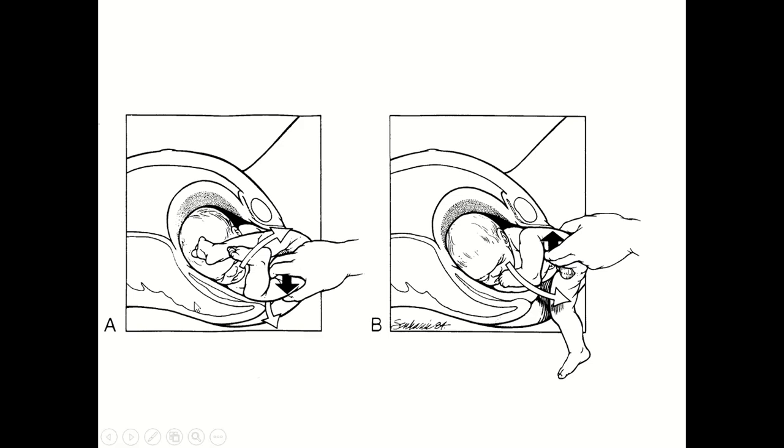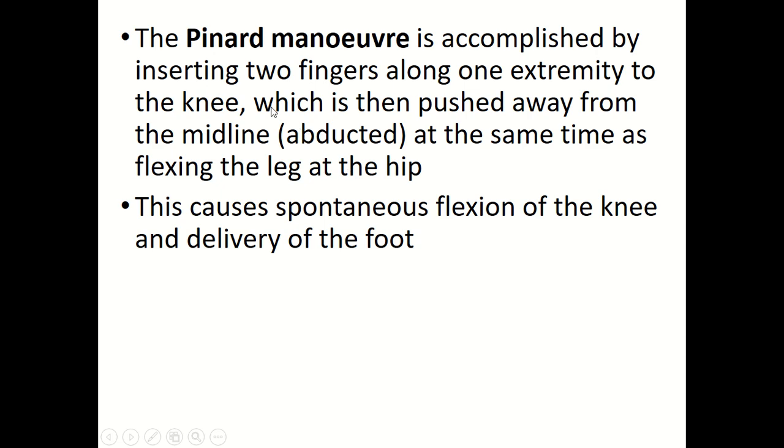So these are some of the maneuvers that you are going to perform, but they are going to be clearer in the video, where you are going to deliver the legs, as you can also see in this second photo. So one of the maneuvers is called the Pinard maneuver, which is accomplished by inserting two fingers. You insert your two fingers along one extremity to the knees. You'll follow one of the limbs or the legs, and then you reach the knee.